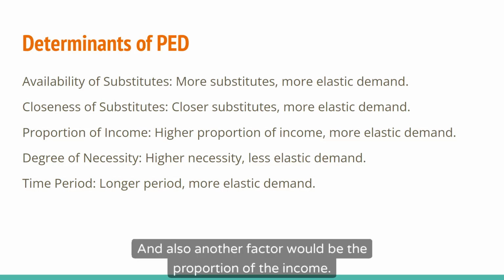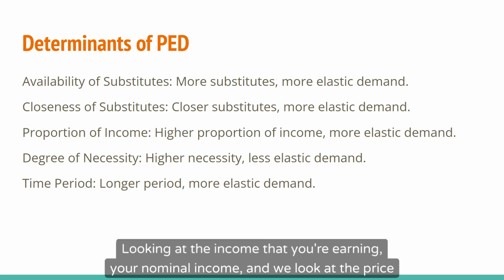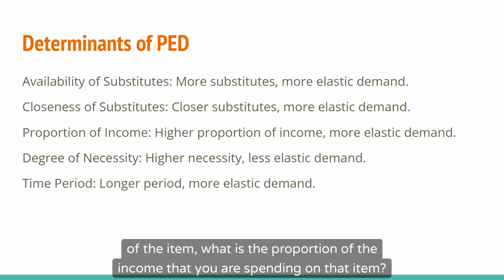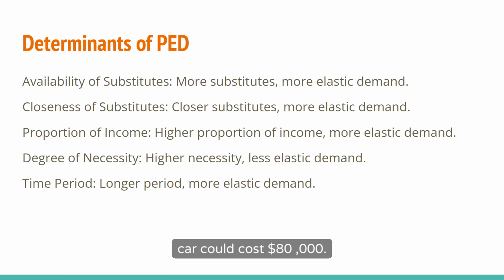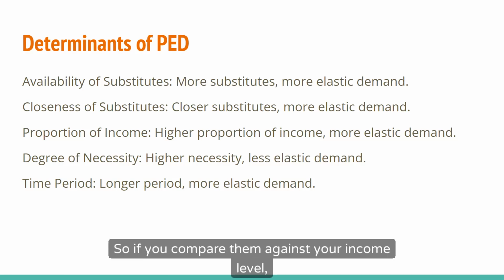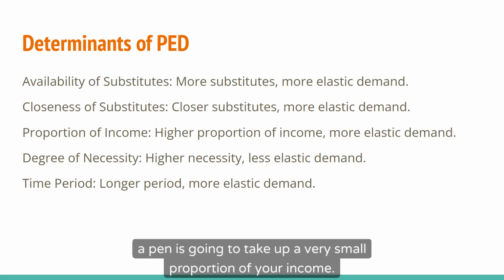Also another factor would be the proportion of income. Looking at the income that you are earning, your nominal income, and the price of that item, what is the proportion of the income that you are spending on that item? If we compare a pen and a car, a pen could cost $1, a car could cost $70,000 or $80,000. If you compare them against your income level, a pen is going to take up a very small proportion of your income, right?